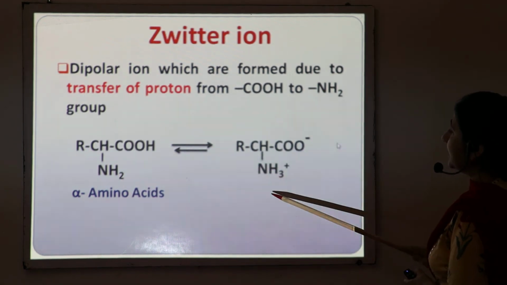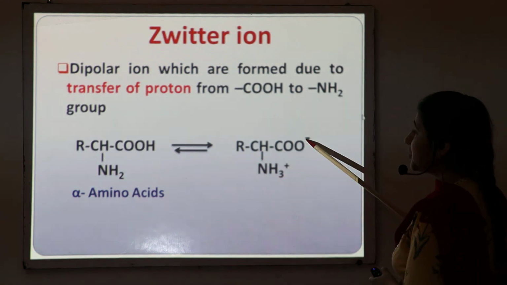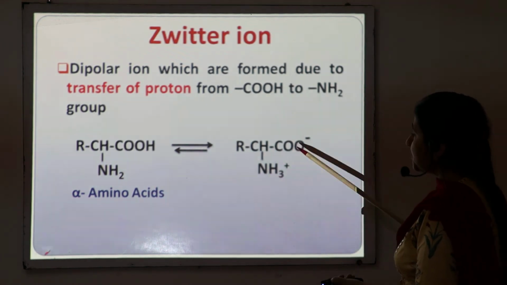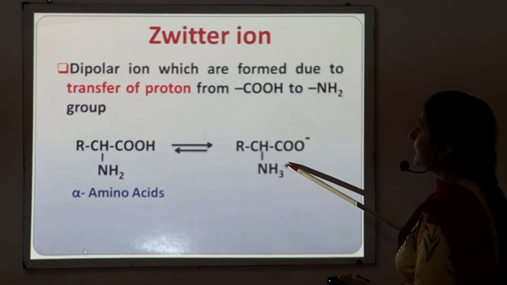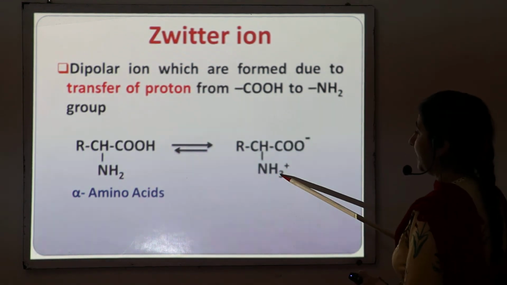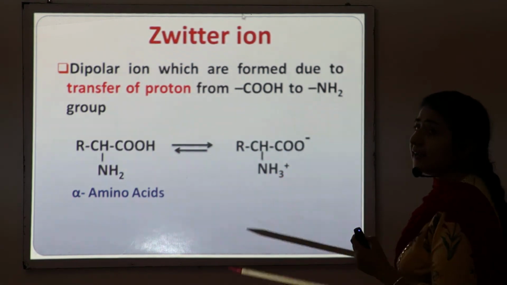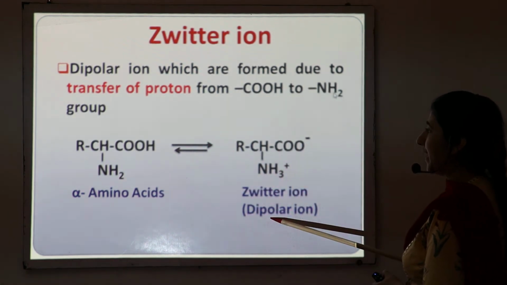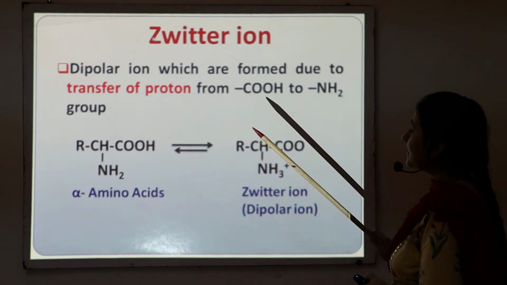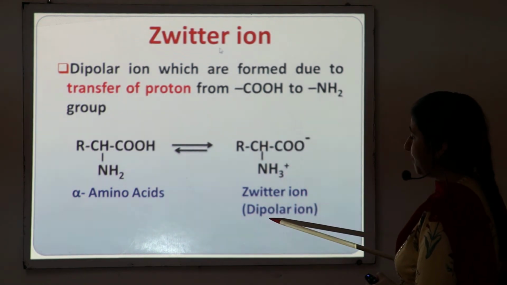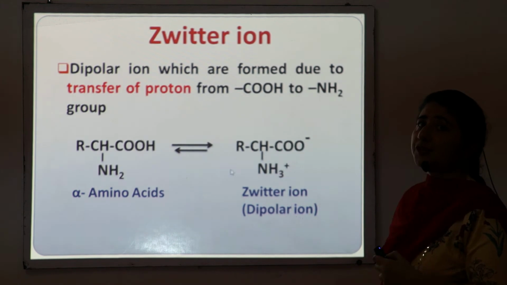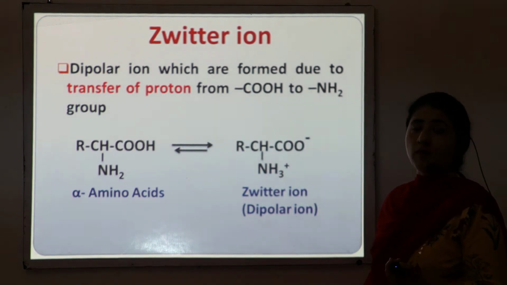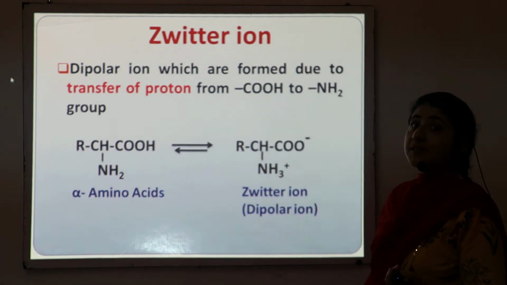Since it contains two charges, negative charge on the carboxylate group and positive charge on the NH3 group, due to the presence of two poles this is known as a dipolar ion. And this dipolar ion is also known as Zwitter ion. Amino acids exist in the form of Zwitter ion or dipolar ion. That is why they have a high melting point, they are soluble in water, and they are colorless solids.